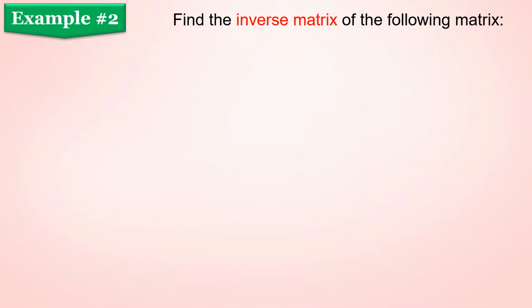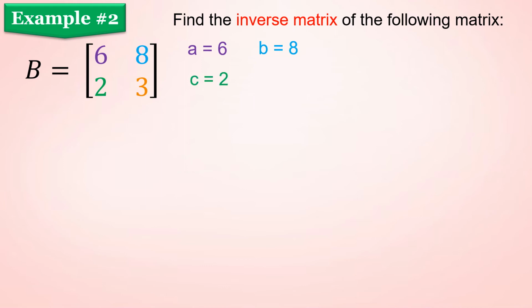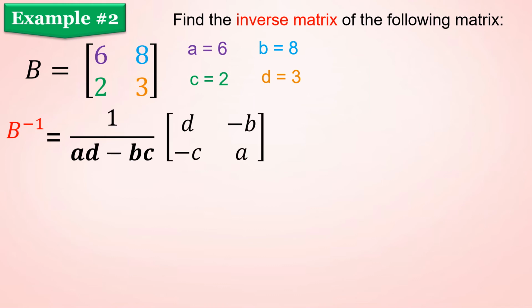So let us have example number 2. Let us find out what's the inverse matrix of matrix B equals 6, 8, 2, 3. The first step that we are going to do is to identify your A, B, C, D. So A equals 6, B equals 8, C equals 2, and D equals 3. From here, we are going to have the formula for the inverse matrix. So B to the negative 1 equals 1 over AD minus BC times D, negative B, negative C, A.